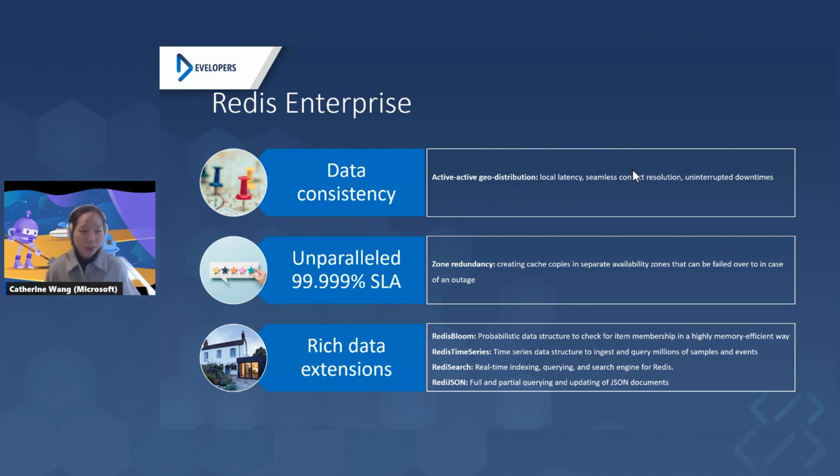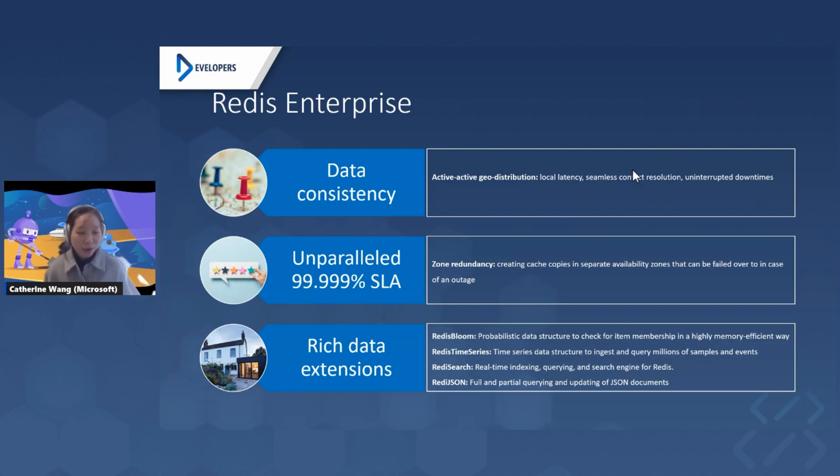It also has an unparalleled SLA of 5.9s. This is really valuable for cloud hosted services. It means almost no downtime within one year of using the service, and brings your application really up to enterprise scale. And it offers zone redundancy to create cache copies in separate availability zones that can be failed over to in case of an outage. That's a further guarantee to make sure your app is always available to your customers.